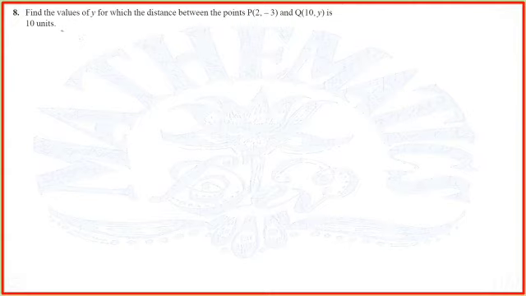Question number 8, find the value of y for which the distance between the points P(2, -3) and Q(10, y) is 10 units. Now the question is a little changed from the previous one, as you have to find the value of y. First of all, the distance between these two is given as 10. So we will be using the distance formula for PQ. The distance of PQ is equal to 10.